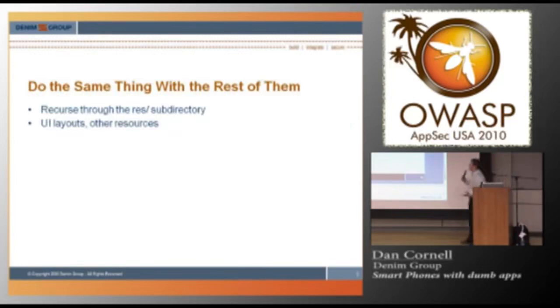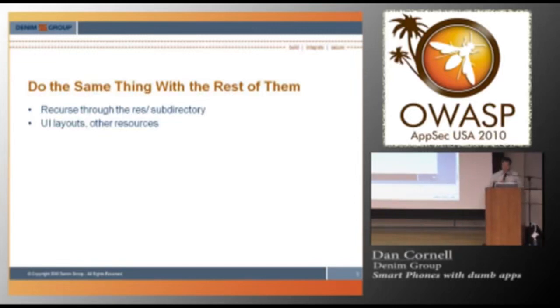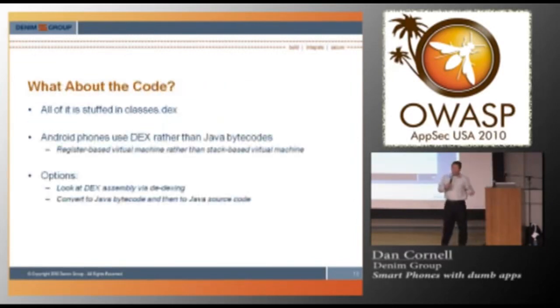Okay, so what about the code? There's a file in there called classes.dex. All the Android apps, or most Android apps, are written in Java. Android's a Linux-based thing, so you can also write things in C libraries, but unless you have some super performance stuff you need to do, the code is going to be written in Java. But rather than running a standard Java virtual machine, Android runs the Dalvik virtual machine, and so it uses DEX code rather than Java bytecodes.